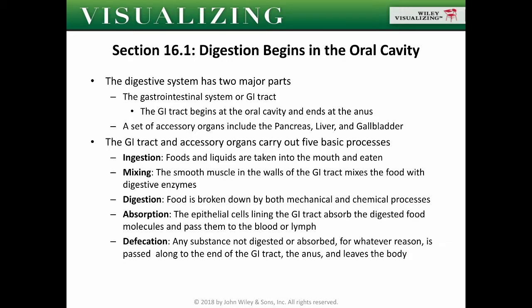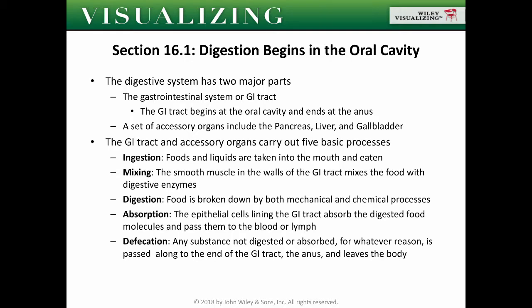the anus. Aside from the GI tract, you also have accessory organs, which are your pancreas, liver, and gallbladder. Basically, the GI tract is where the food passes through in the midst of being broken down, absorbed, and of course expelled as waste from the body. The accessory organs aid the other parts of the GI tract in doing that specific task. The GI tract and accessory organs carry out 5 basic processes.